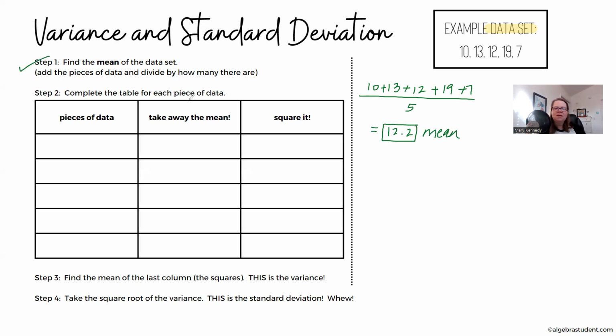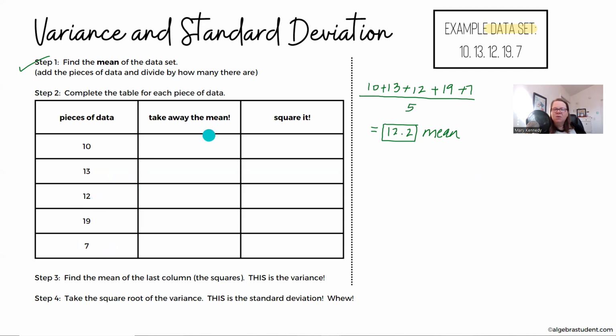So we're going to complete the table for each piece of data. That just means that we're going to type in or write in the numbers, right? Just so you have them in front of you, nice and neat. This keeps it organized and makes it much simpler to do. So each piece of data gets its own line.